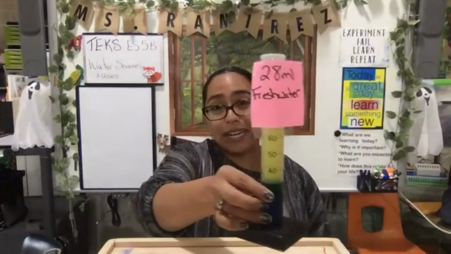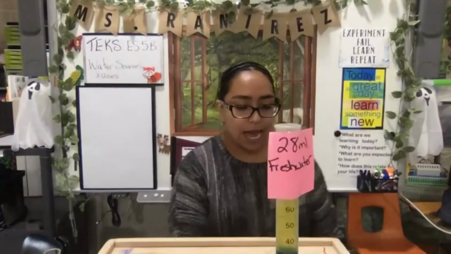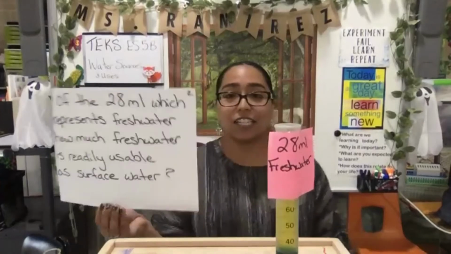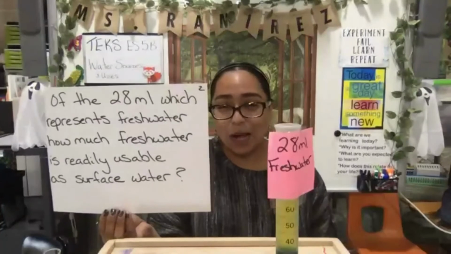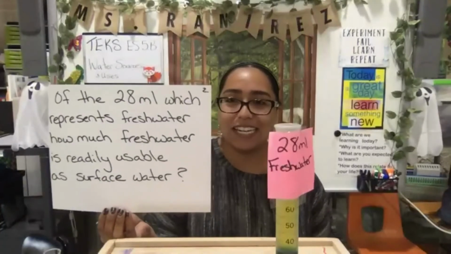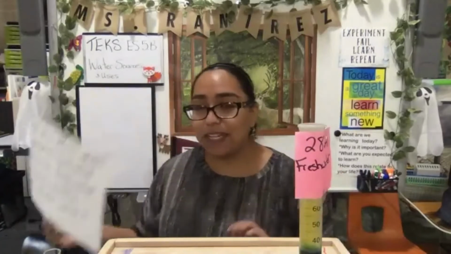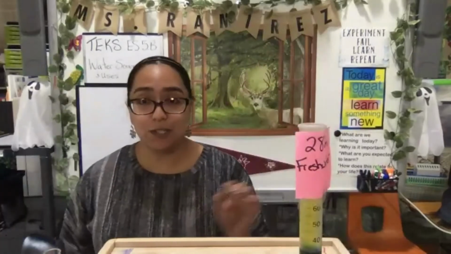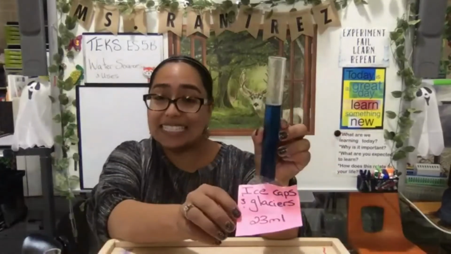So of this 28 milliliters that represents the fresh water, how much of that do you think is actually usable as surface water? So just take a guess how many milliliters you think that is. So if this 28 milliliters represents fresh water, let's break down what fresh water is comprised of. So of that 28, 23 milliliters is in ice caps and glaciers.